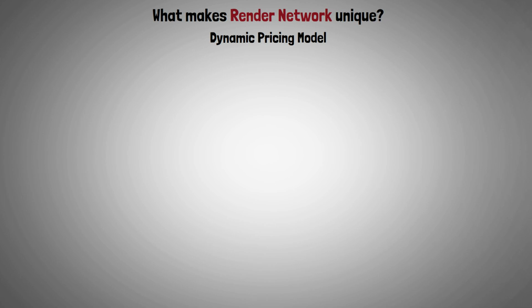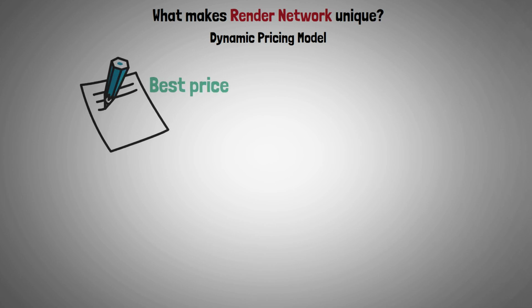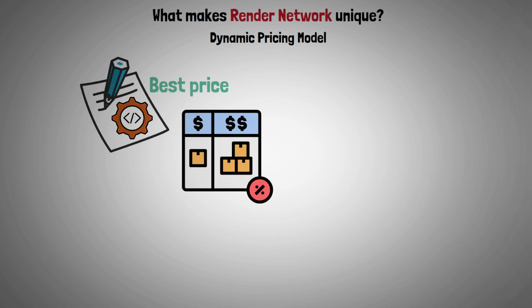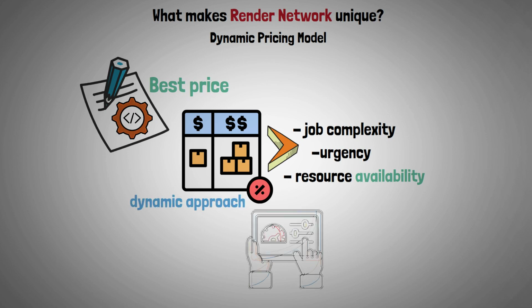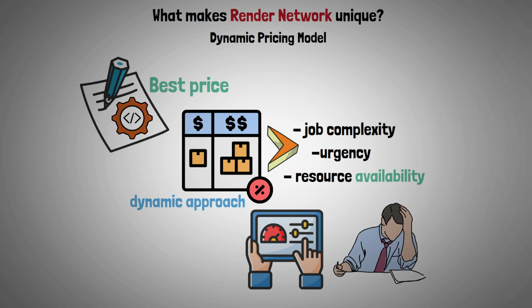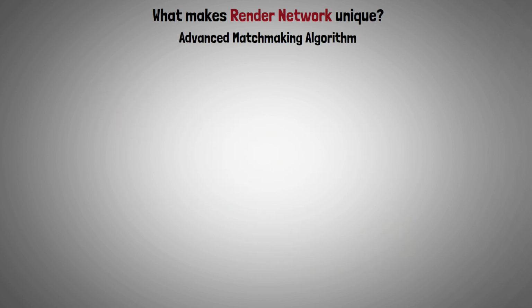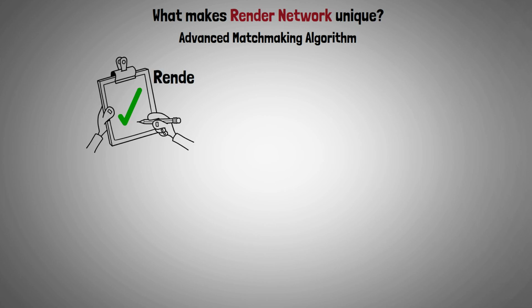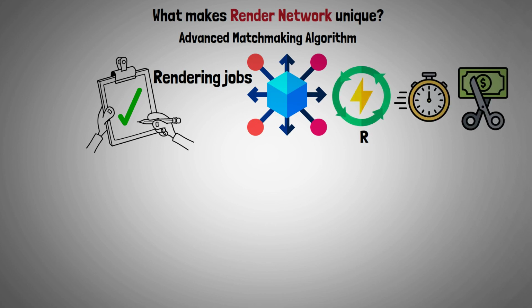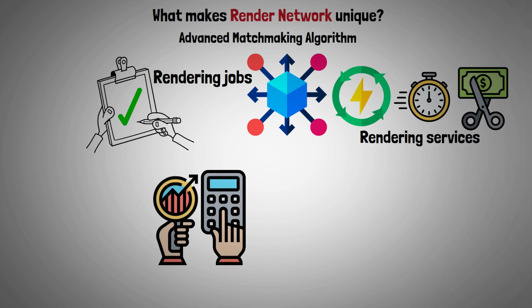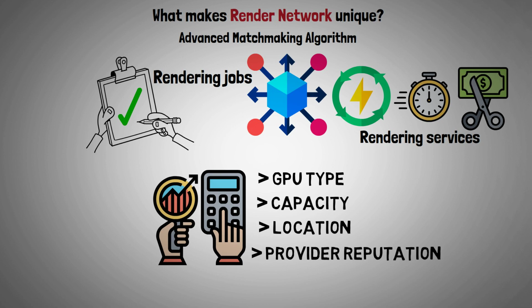Dynamic pricing model. In order to determine the best price for providing services, the pricing model takes into account elements like job complexity, urgency, and resource availability. It uses a dynamic approach to pricing that adjusts to the needs of its ecosystem. Advanced matchmaking algorithm. Render Network ensures that rendering jobs are efficiently distributed across resources, maximizing the efficiency, speed, and cost-effectiveness of the rendering services by evaluating variables such as GPU type, capacity, location, and provider reputation.